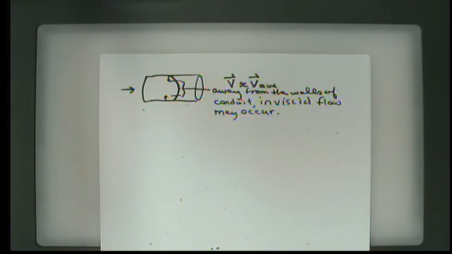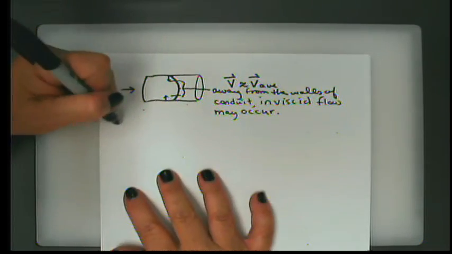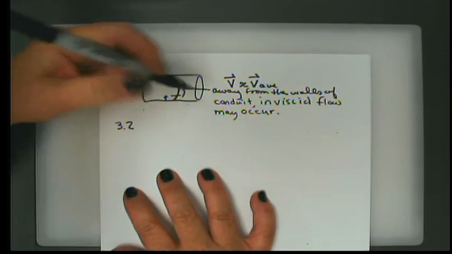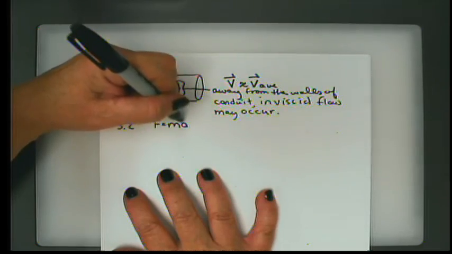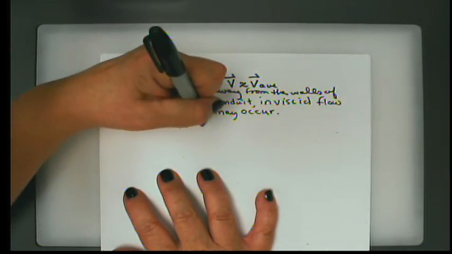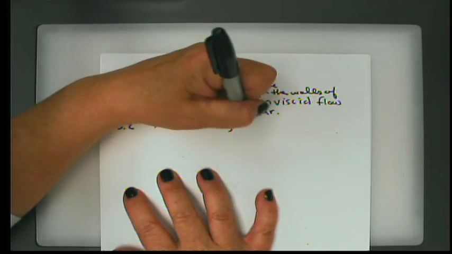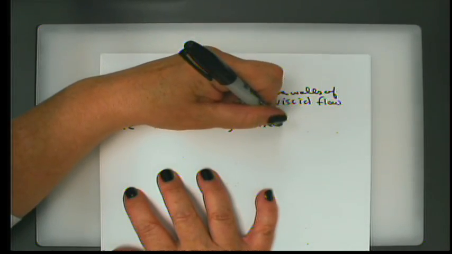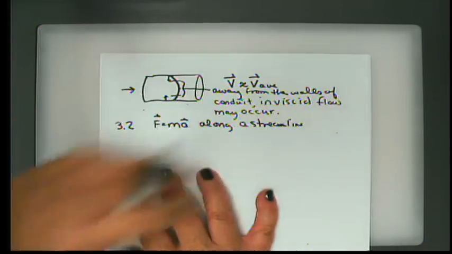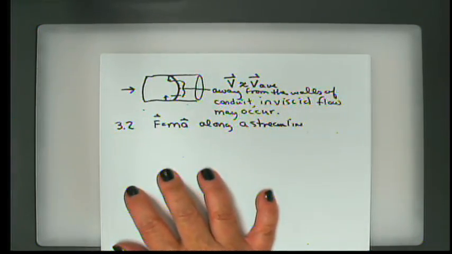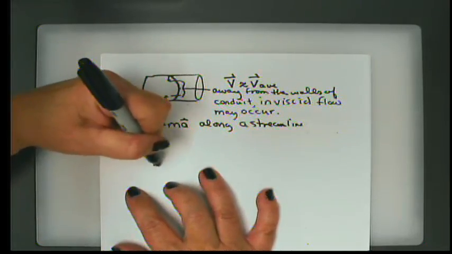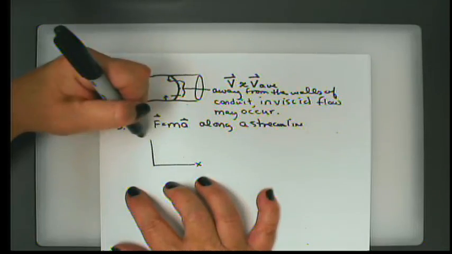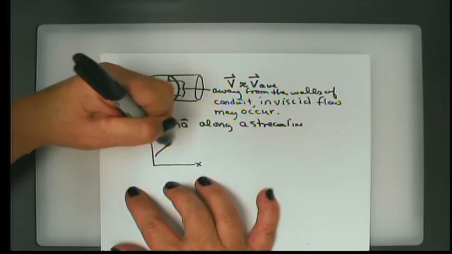All right, so as we move along then to section 3.2, we are going to talk about Newton's second law of motion, F equals ma, along a streamline. And basically, along a streamline, let me draw this again. Let me draw an x, z coordinate system and a streamline.